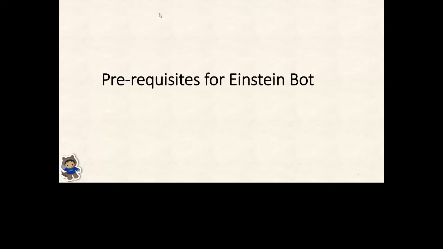Prerequisites of Einstein Bot. These are the things needed if you think about implementing Einstein Bot for your client or your customers. First of all is the license. We need the Service Cloud license and the feature license called Chat User. If you purchase Service Cloud as a bundle, then automatically you will get the Chat User feature license. But if you do not have the Service Cloud license, but still want to implement chat, then you have to purchase the Chat User feature license separately.